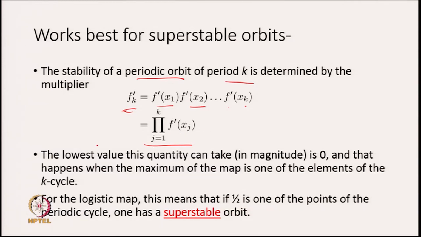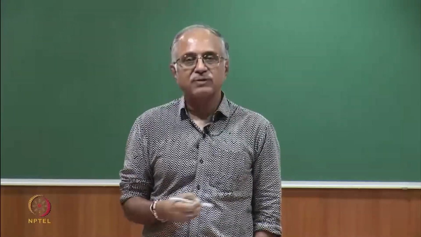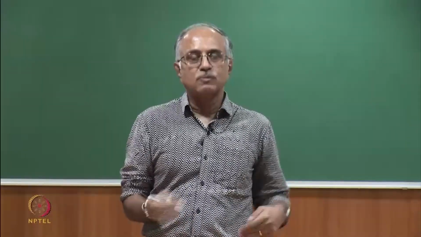The lowest value that this quantity can take in magnitude is 0, and this can happen when one of these points, x1 or x2 or whatever, is the map maximum. If this is some x sub j, then f prime of x sub j is equal to 0, and this entire product would vanish. This defines a superstable orbit. For the logistic map, this means that if the point half is one of the points of the cycle, then one has a superstable orbit.